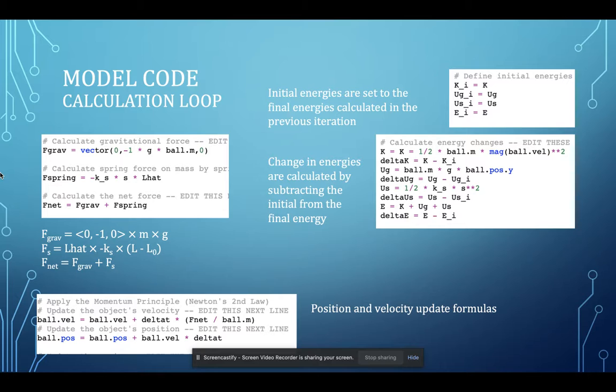Up here on the top right, we define our initial energies: the initial energies are set to the final energies calculated in the previous iteration. And then at the end of the iteration, we update all of the energies after we've updated the velocity and position, and we find our change in all of these energies by subtracting the initial from the final.